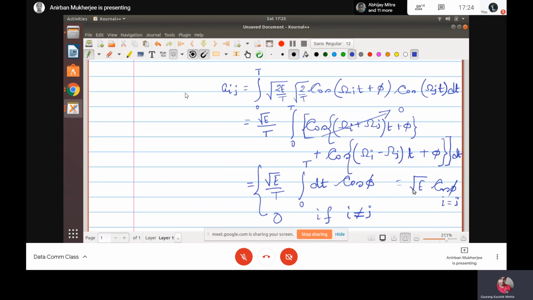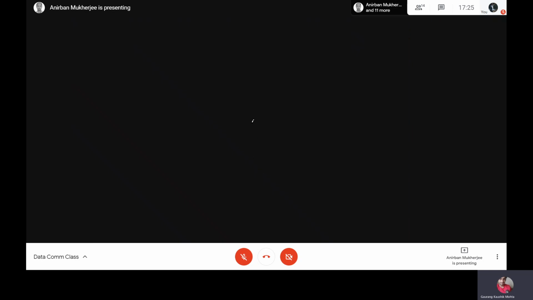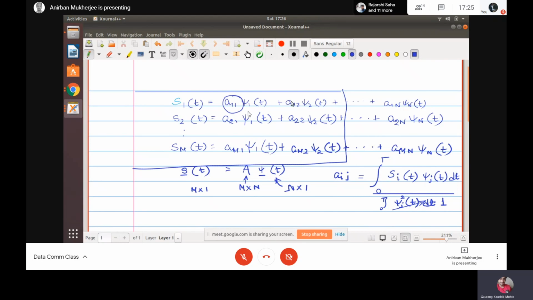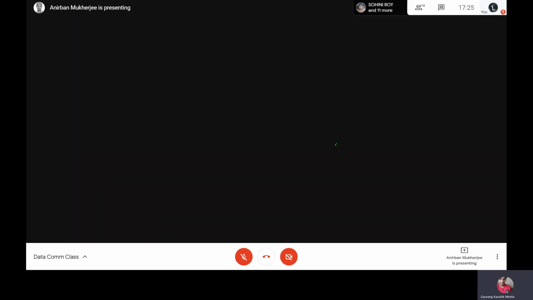This is my EIJ, and so I have only these terms. I am basically calculating A1, say I am using two frequencies. So if I have only psi 1 and psi 2, there are two frequencies.